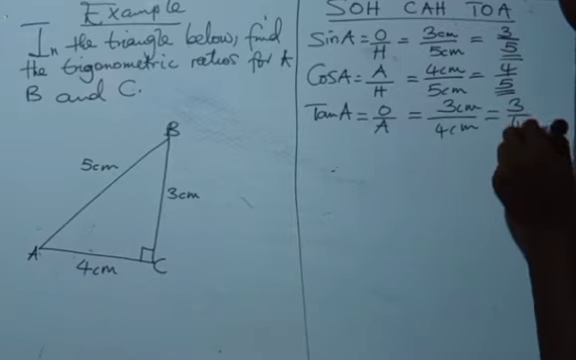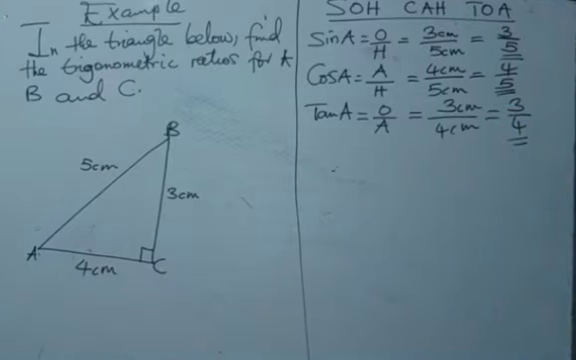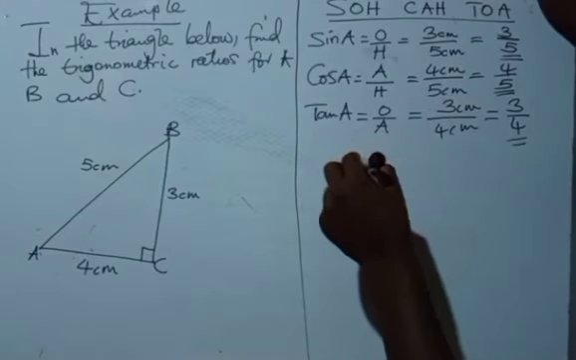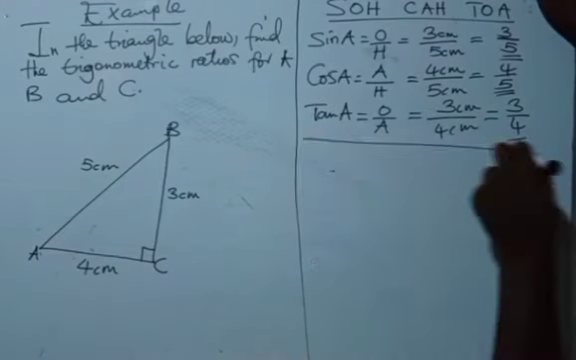Now, I want to believe you have observed that I'm not putting the units. When you are dealing with ratios, there's no need of putting units. In short, the units will divide. Centimeter divided by centimeter is 1. So that's the reason why the units are not included. I'm done with A. Now I can go to B.